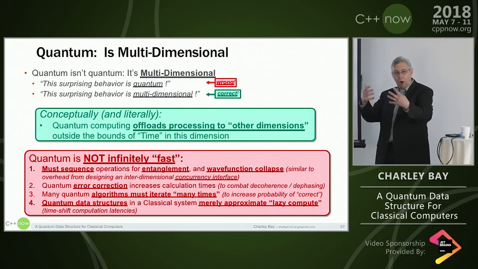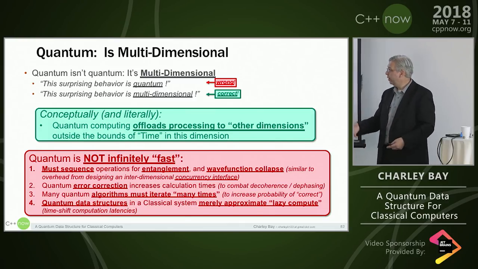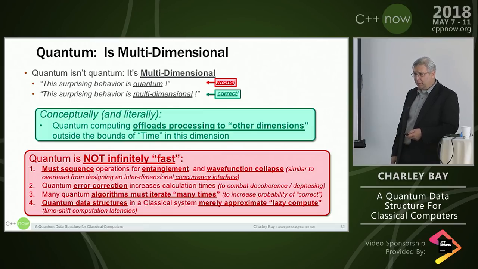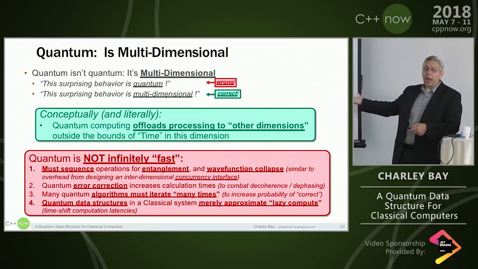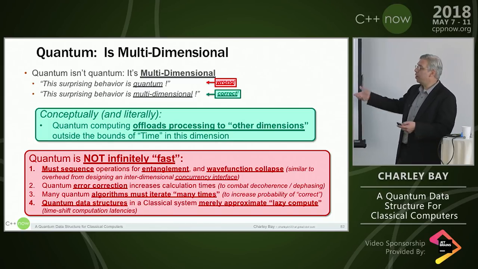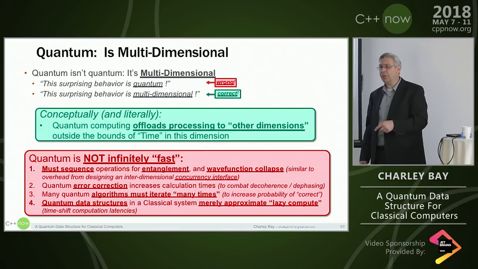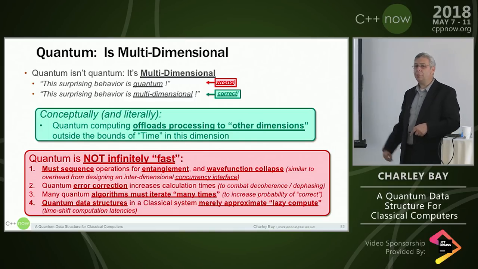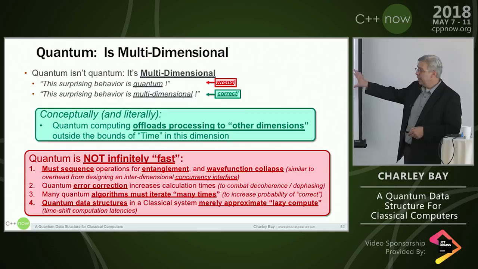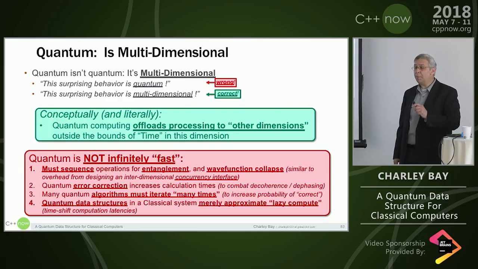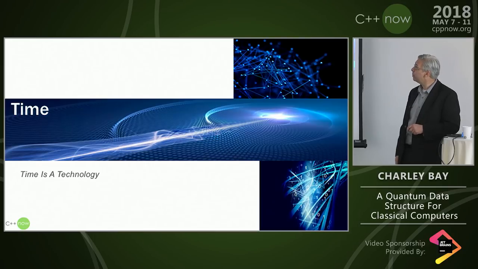You know, you've got to address the hardware in some logical way. And if you're on a classical system, this is just time shifting what you have to do anyway. It's a lazy compute. You still have to do the compute. Now, if it's quantum hardware, you're offloading the compute to another dimension. If you're in this dimension, you're just time shifting it like Haskell does. So it's not infinitely fast, but some things it can be way, way faster, depending on how much of this you need to fiddle with.